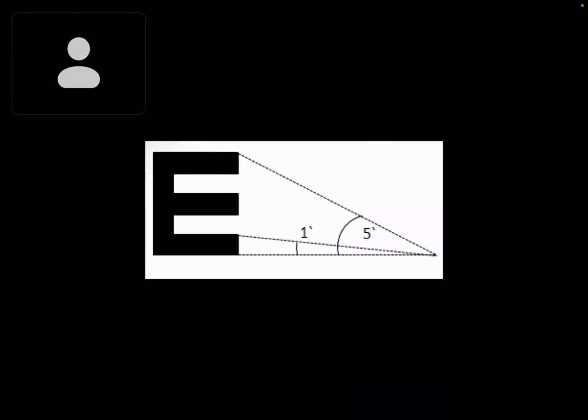Each limb of a letter subtends 1 arc minute. The whole letter will subtend 5 arc minutes. Don't think about this too much. Just remember there's a scientific theory behind the size of the letter and the distance from the observer.